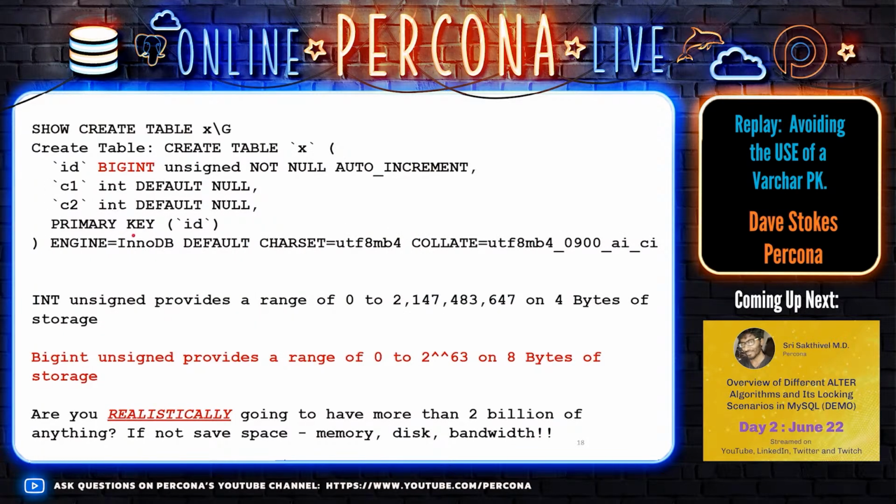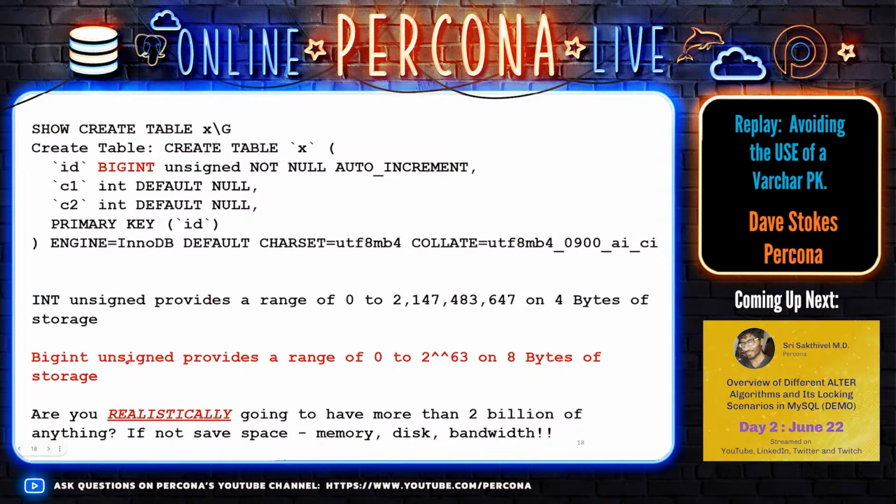So int versus big int. I see a lot of things on various websites saying, oh, just automatically make everything a big int instead of an int. Well, int gives you a range of 0 to 2,147,483,647 on 4 bytes of storage. Now, that is a big range. And are you really going to have that many customers? Are you really going to have that many items that you need to track? Well, if you do, you can use an int and use 4 bytes. Now, that is unsigned, where you're not having to worry about negative values.